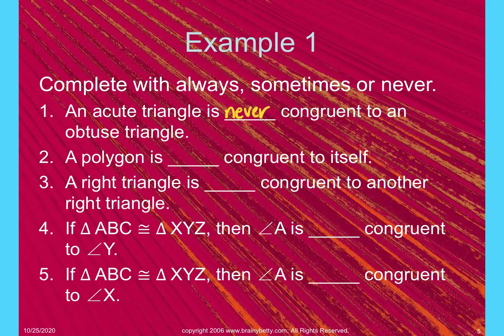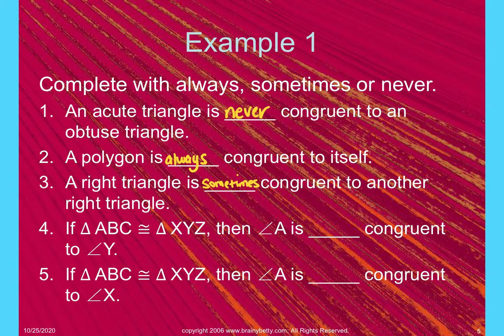Number 2 says a polygon is blank congruent to itself. And this is always. Number 3, a right triangle is blank congruent to another right triangle. And this is sometimes. So they might be the same right triangle, but not necessarily. Only one angle would have to overlap.